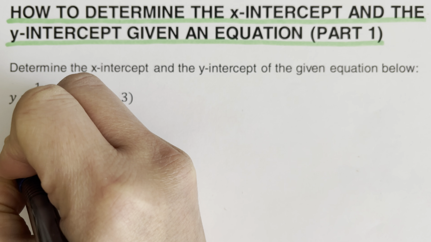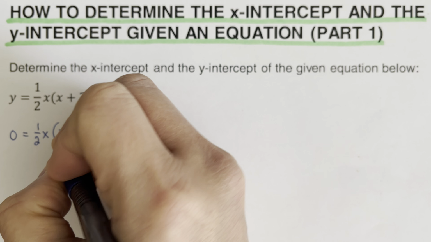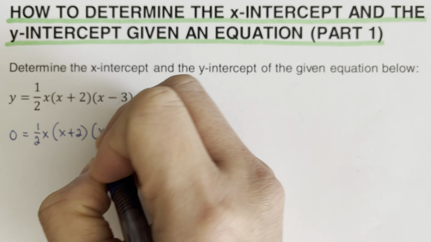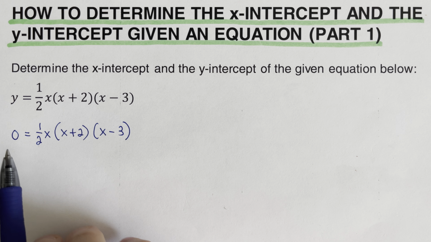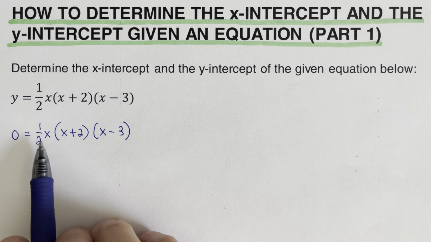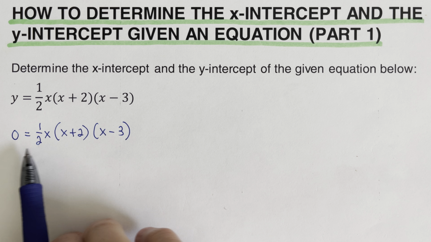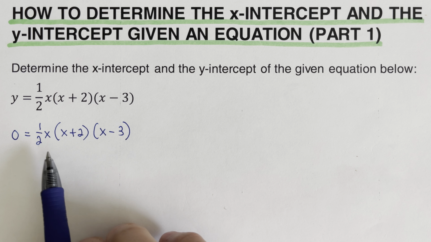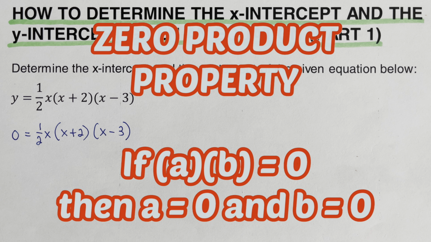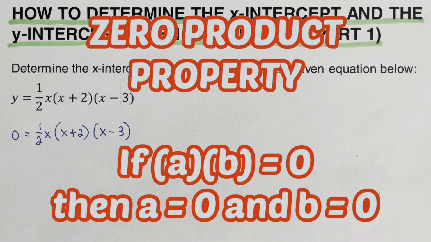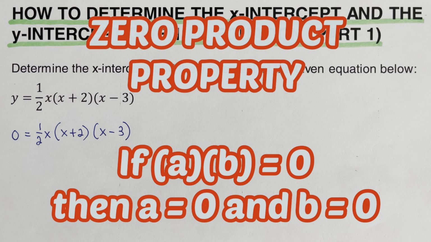So I write 0, and that is equal to 1/2 x, parentheses, x plus 2, and x minus 3. Once we've set y equal to 0, we're supposed to solve for x. In order to solve for x using this equation, we're going to use the zero product property. The zero product property states that if a times b is equal to 0, then a is equal to 0 or b is equal to 0.